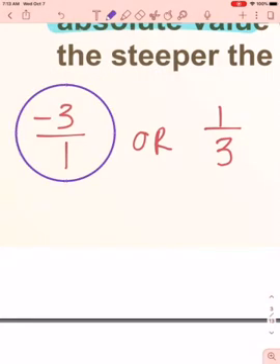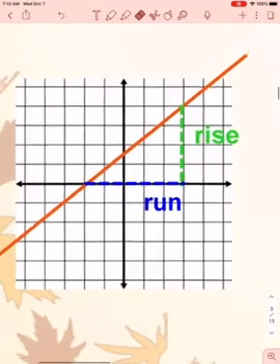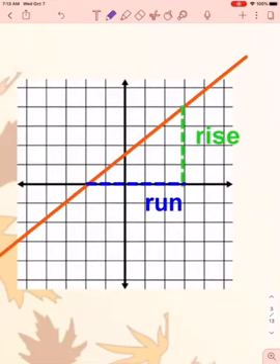If we are just simply talking about steepness, this line with the negative 3 over 1 would be steeper because the absolute value is 3 over 1, positive. So the rise is 3 versus only going over 1. So that's going to be a lot steeper than going up 1 and over 3. Okay? So even if it's negative, we're talking about the absolute value of the slope.